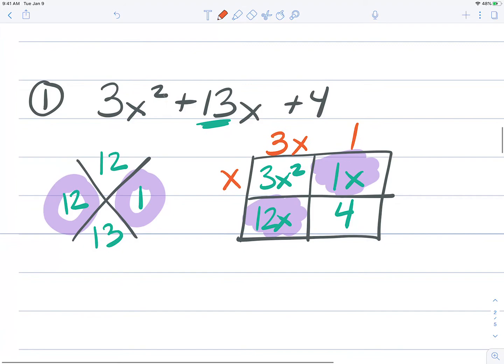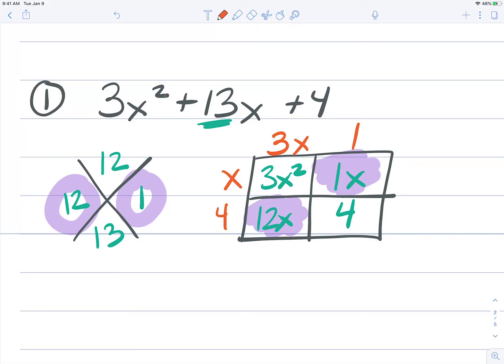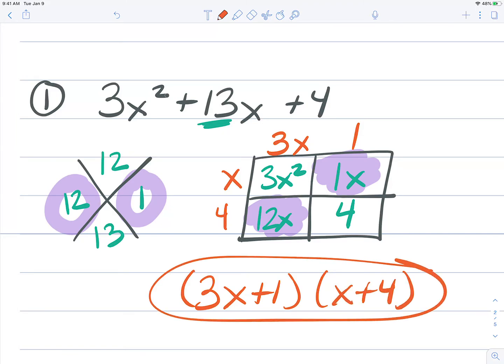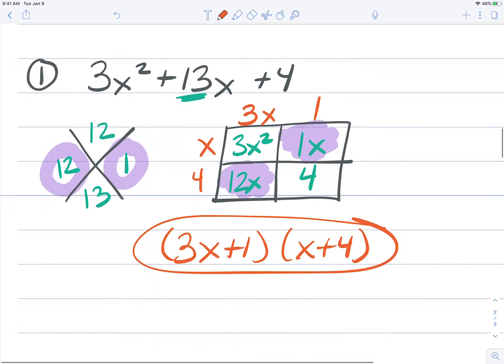It doesn't have a number other than a 1. And 12x and 4 has a 4 in common. So if you look at the outside, that means that we multiplied 3x plus 1 by x plus 4. And that is your factored answer for problem number 1. Let's try two more of them.